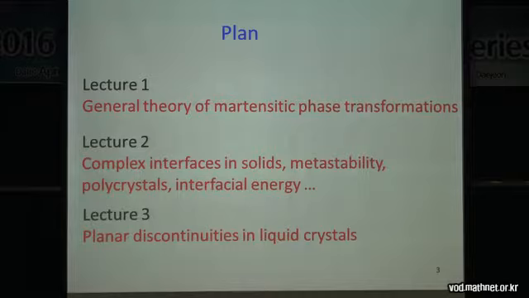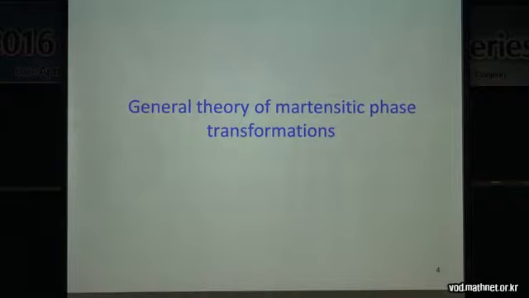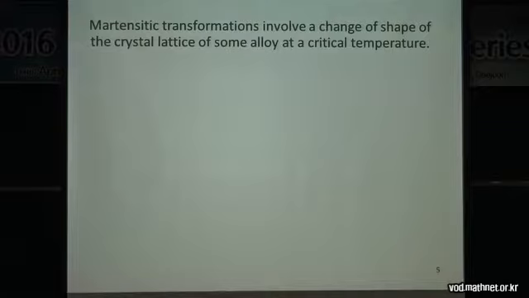Okay, so the general theory of martensitic phase transformations. Some of us had a very nice lecture by Professor Inamura which described this, so I'm going to repeat a little bit of what he said. Martensitic transformations involve a change of shape of the crystal lattice of some alloy at a critical temperature. For example, it might be a cubic to tetragonal transformation.